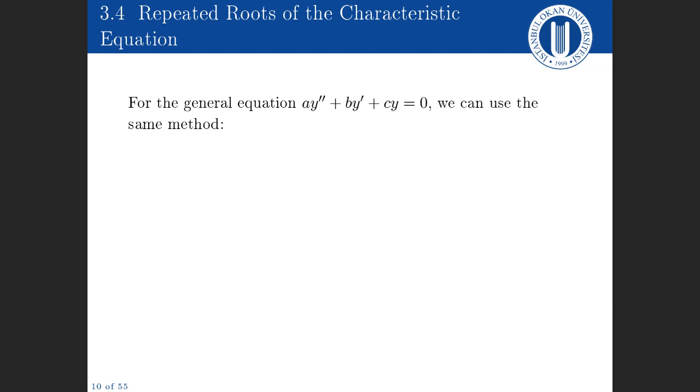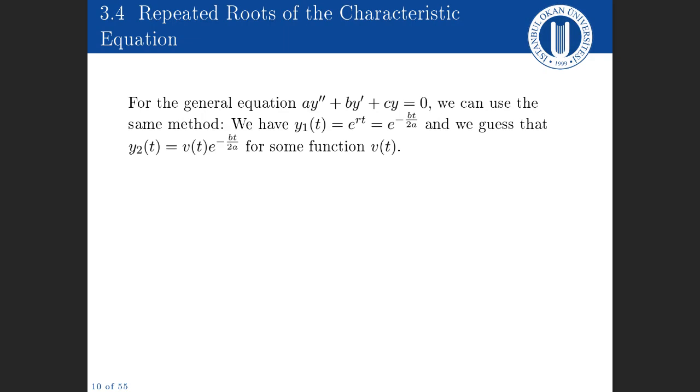Let's do this again for the general equation. Now let's look at a y double prime plus b y prime plus c y is equal to 0, and let's see if the same thing happens. We know we have one solution. We know e to the power minus bt over 2a is a solution of this differential equation. And we're going to do the same guess. We're going to guess that the second solution is v(t) multiplied by y1, for some function v(t) we don't know yet.